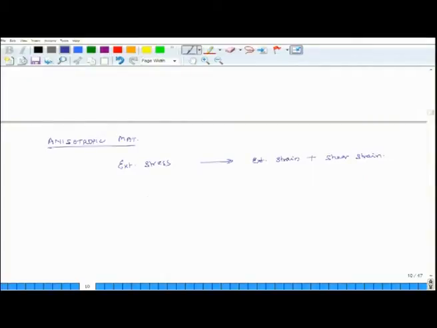So, to visualize it, if I have a rectangular block and I subject it to sigma x, it will not only become thinner and longer, but it will also distort in shape. So, this angle will also change. So, external stress causes not only extensional strain, but also shear strain.